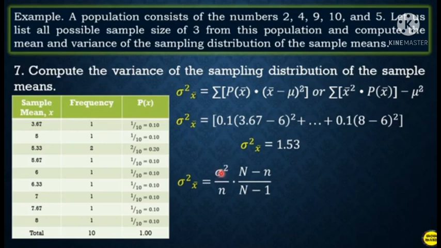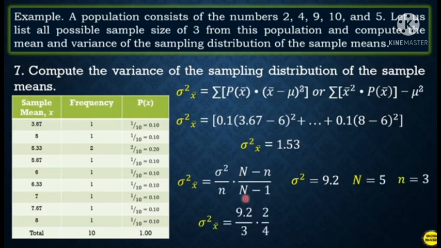Ito ay the population variance. So, yung population variance natin kanina, that is 9.2. Yung capital N, that is the population size. So, meron tayong 5. Yung small letter n, that is the sample size. And then, substitute lang natin, 9.2 divide by 3, times, kasi yung N minus n natin is 5 minus 3, so 2 yan, over 5 minus 1, that is 4. So, simplify, the answer is 1.53. So, parehas lang sila. So, nasa sa inyo class kung ito yung gagamitin yung formula or ito.